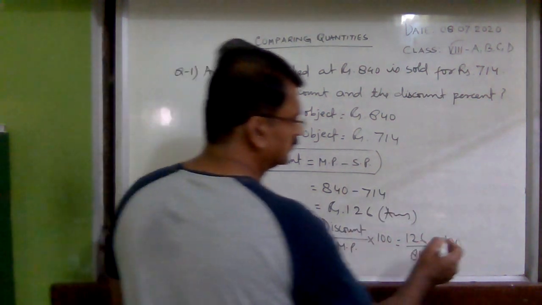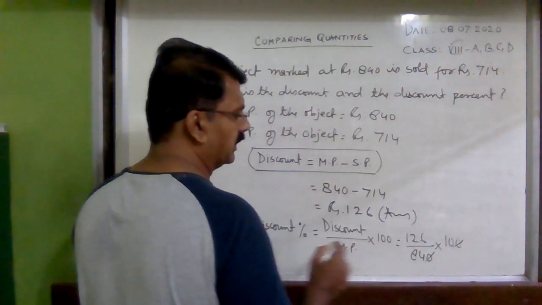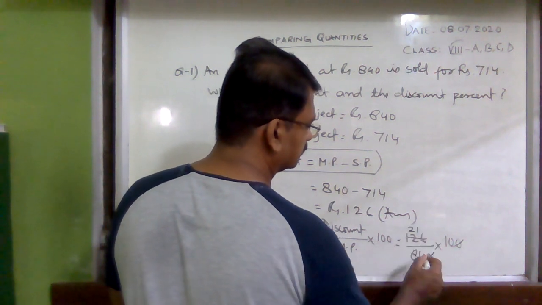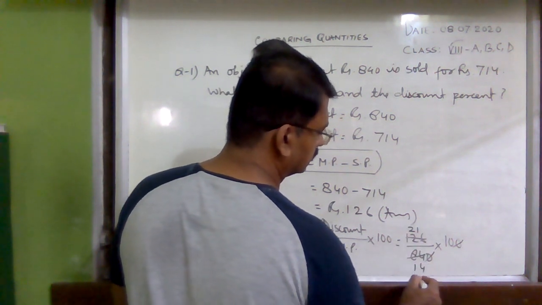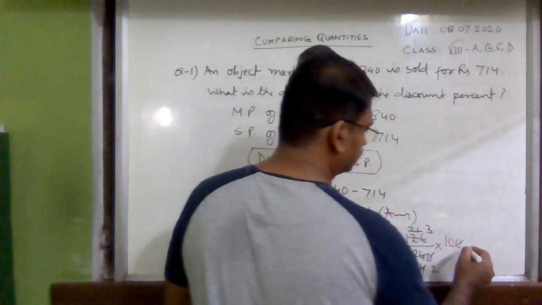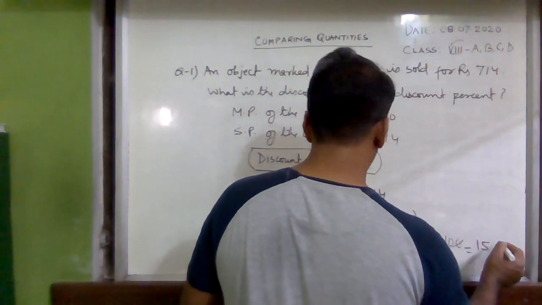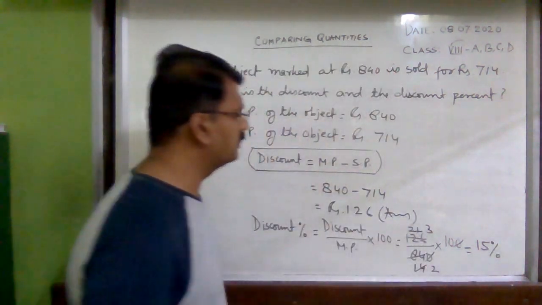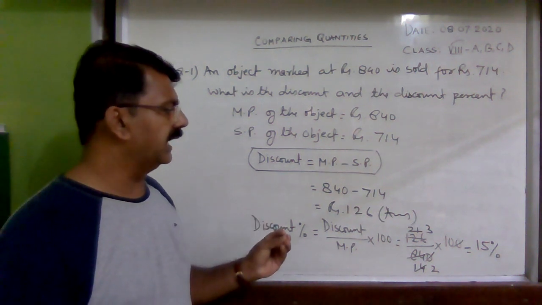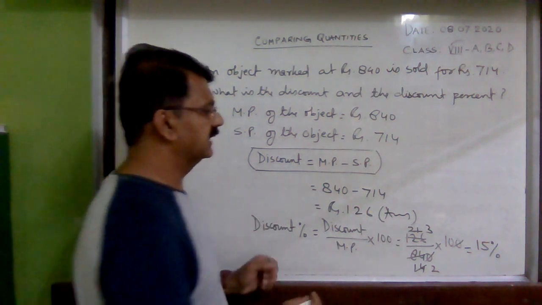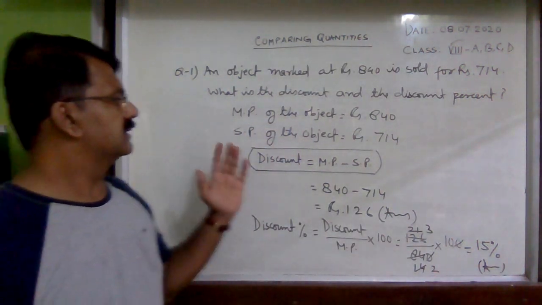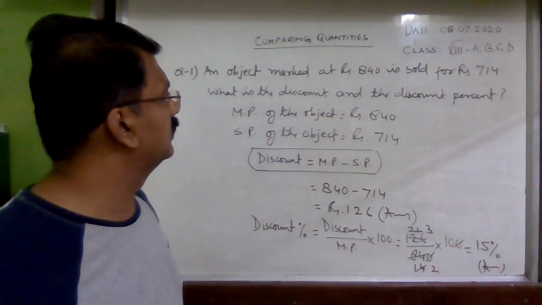Clear? Now we can cancel a 0 from here. Now you cancel it by 6. Now by 7, 15%. So the discount percent is 15%. The discount percent is 15%. That is the answer to the second part. Clear? So that is profit, loss and discount, and we will do the next question.